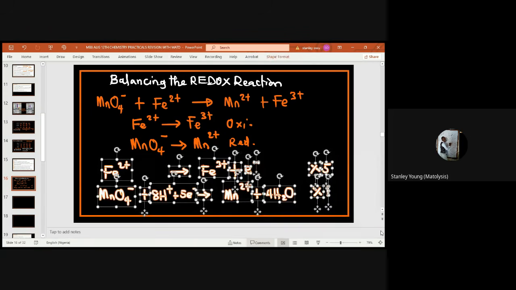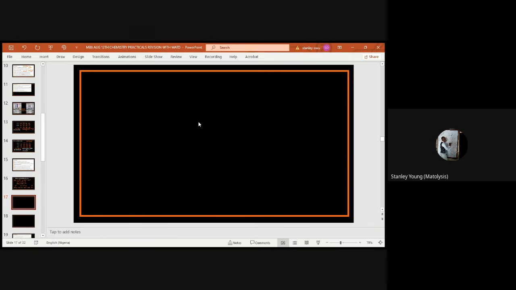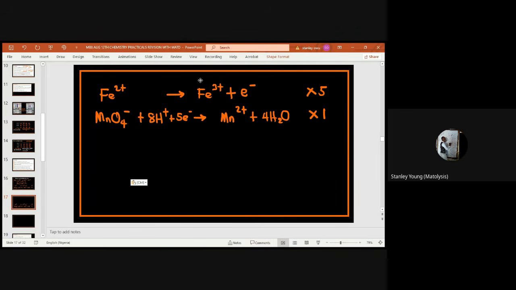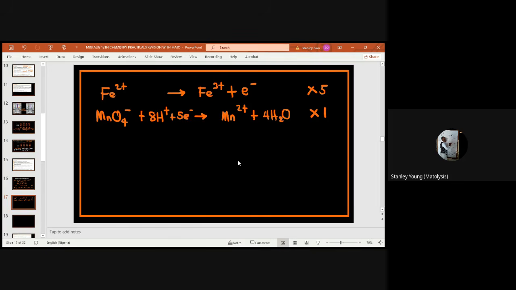I will just do a copy and paste on the next page. Okay, so you have this. If you multiply that by 5, you end up having 5 here, 5 here, and 5 beside what? The electrons. You get that? And I had 1 here. When you multiply the second one by 1, it doesn't change anything. So let's take it away.